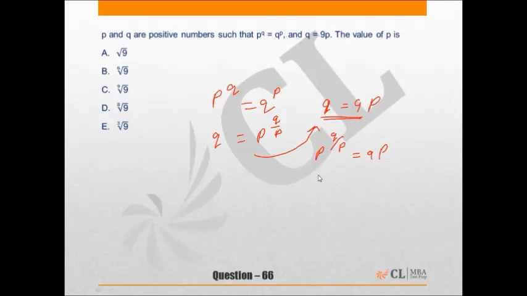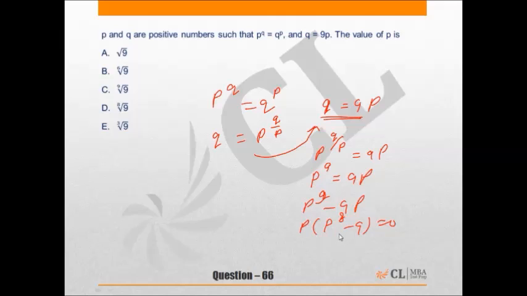From where we get p raised to power 9 equals 9p. As q by p is equal to 9, this can be written as p raised to power 9 minus 9p, which in turn can be written as p into p raised to power 8 minus 9 equals 0.